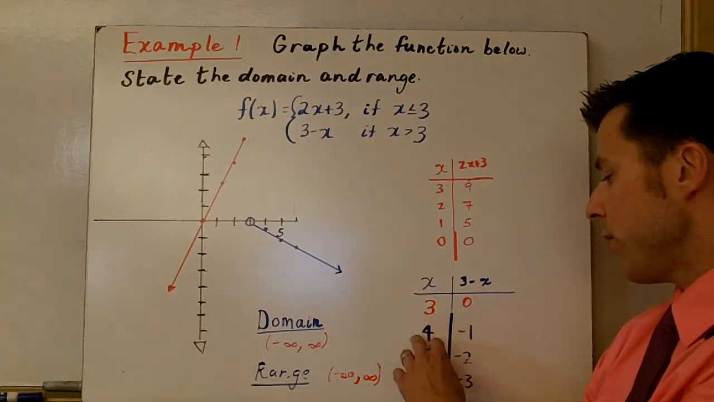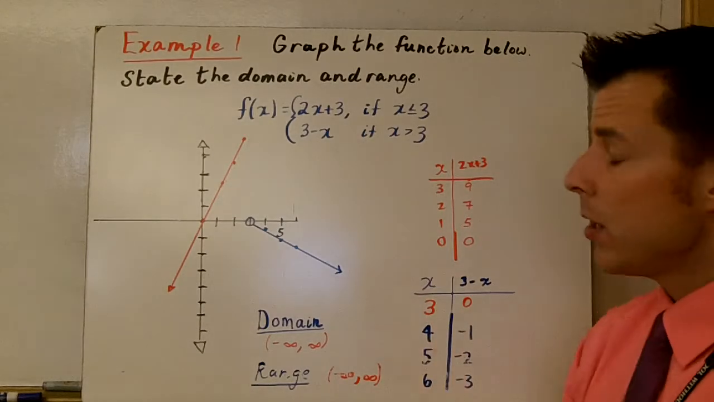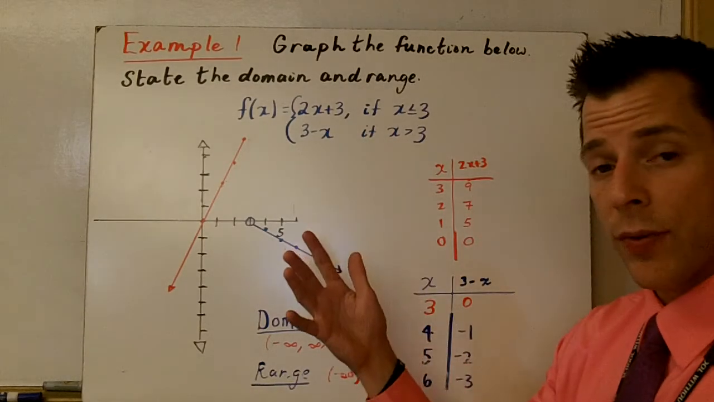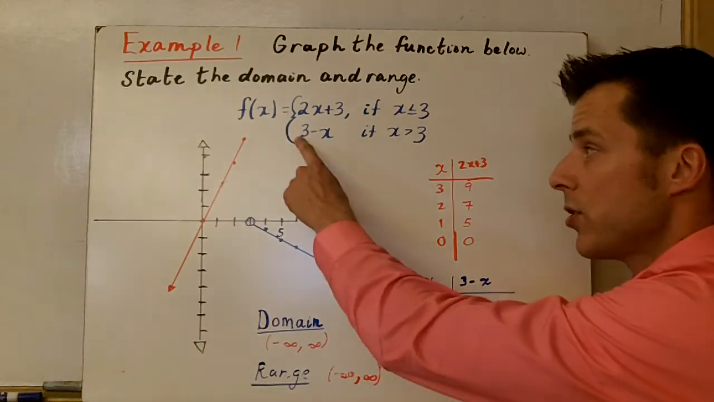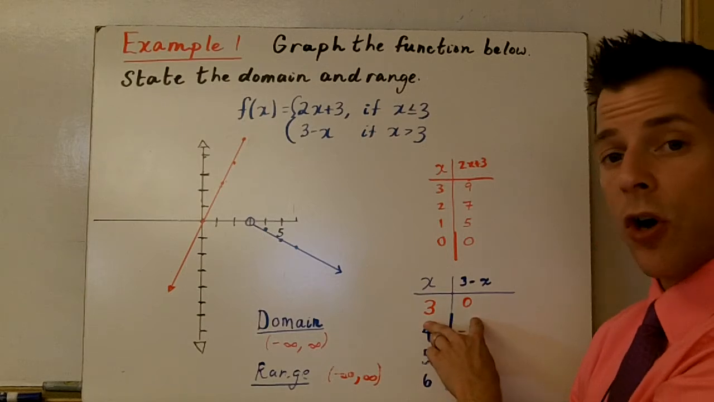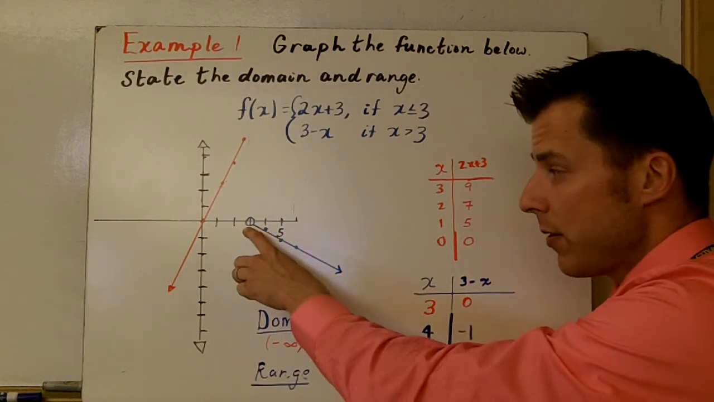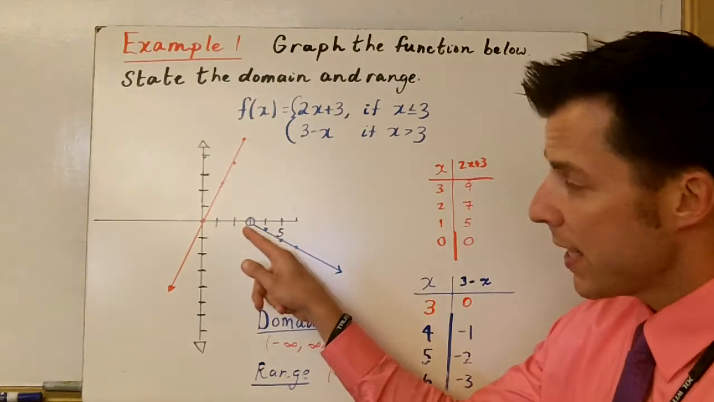So I put 3, 4, 5, and 6. And notice how I put 3 in red. I'm saying x is greater than 3, but I have to have somewhere to start. So I'm actually going to put 3 into my function. 3 minus 3 is 0. And so there's going to be an open circle at (3, 0). And that tells me I can use all the values up until 3, but I cannot include 3.